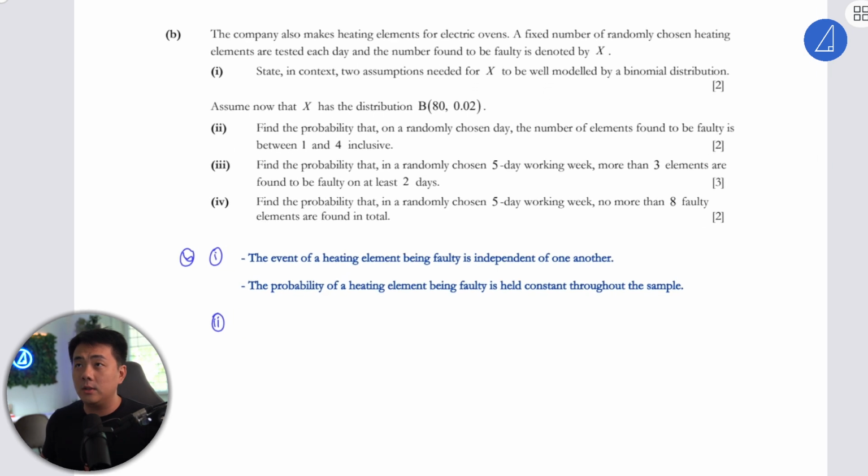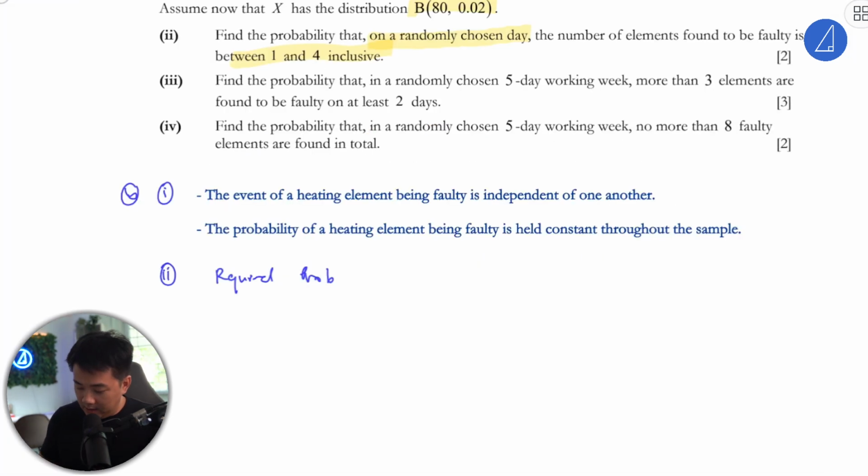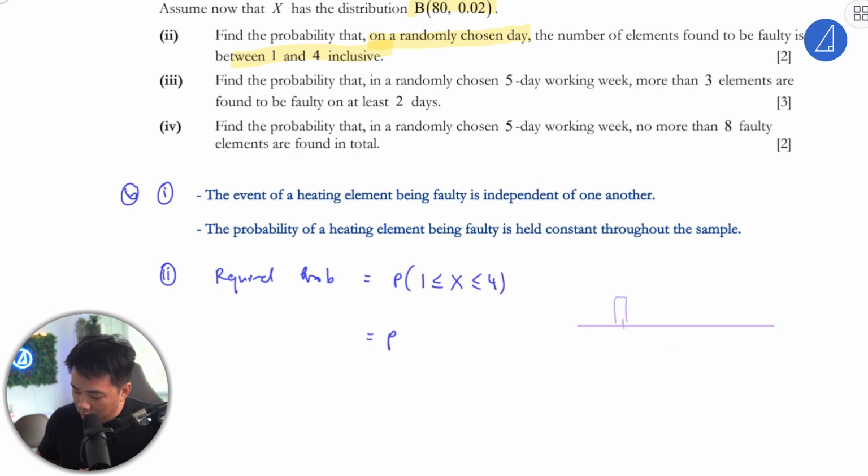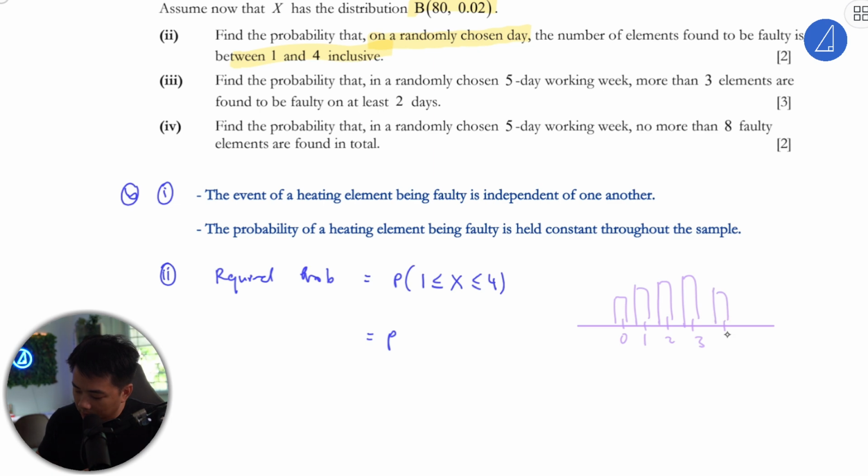Subsequently, assume that X has this distribution. We are told to find the probability that on a randomly chosen day the number of elements found to be faulty is between 1 and 4 inclusive. So this case here will just be P(1 inclusive, 4 inclusive). If you have problem visualizing this, always draw the number line. You always start counting from 0. These are like classes, right? This one goes up to 5 and so on.